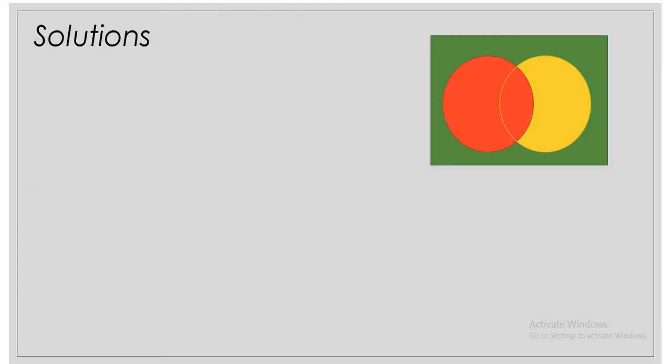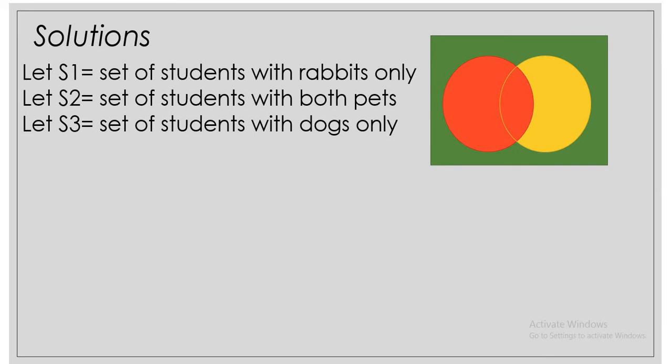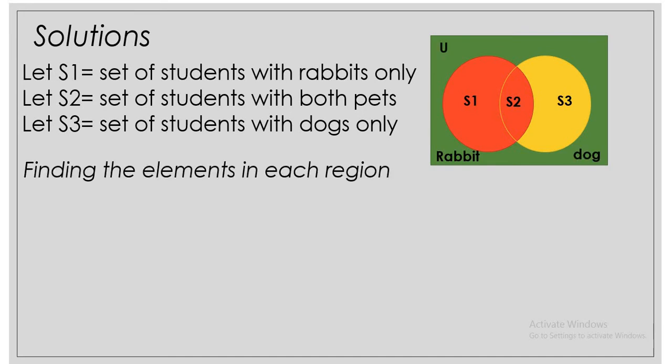Let's have a solution. Let S1 be the set of students with rabbits only. Ito yung mga estudyante na ang inaalagaan ay mga rabbit lang. Let S2 be the set of students with both pets. Ito yung mga estudyante na ang inaalagaan ay rabbit and dog. Okay, and let S3 be the set of students with dogs only. Ito naman, yung mga estudyante na ang inaalagaan ay mga aso lamang. Alright? So, find the elements in each region.